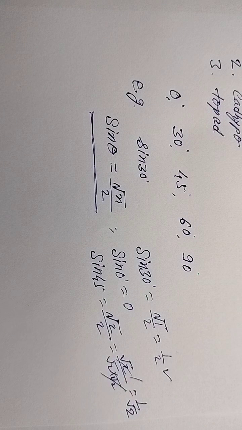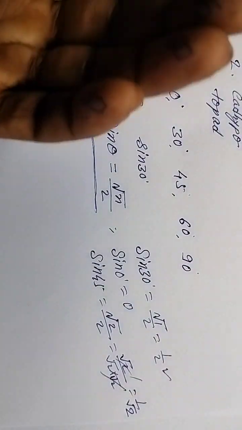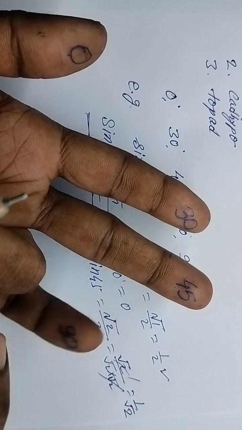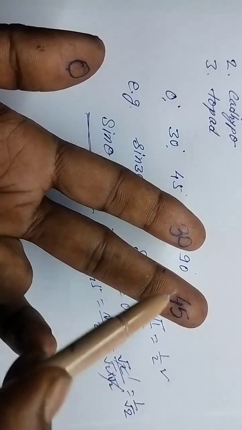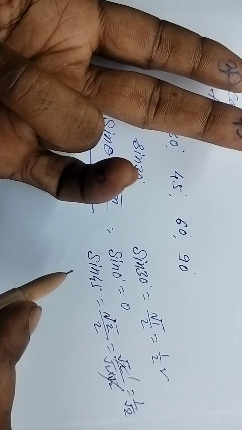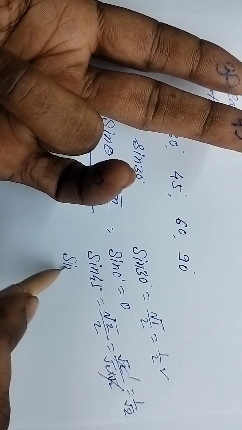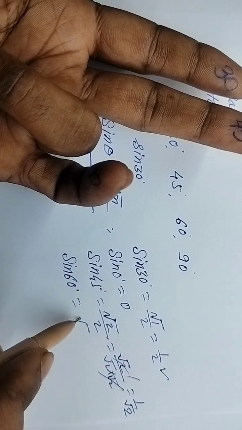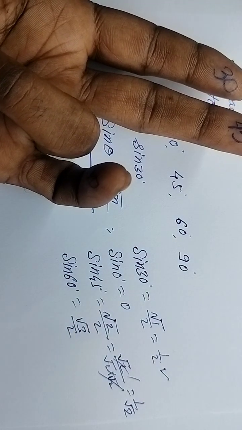1 upon root 2. Similarly, for sin 60, we bend this finger. Then what will be the value of n? That is 3. The value of sin 60 will be under root 3 by 2.